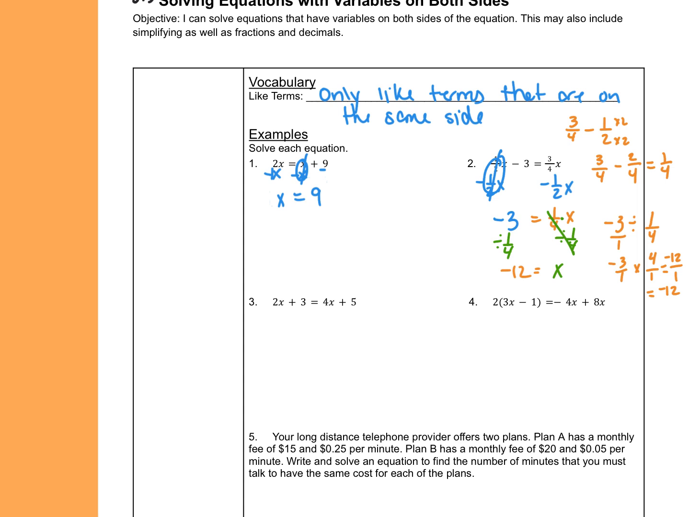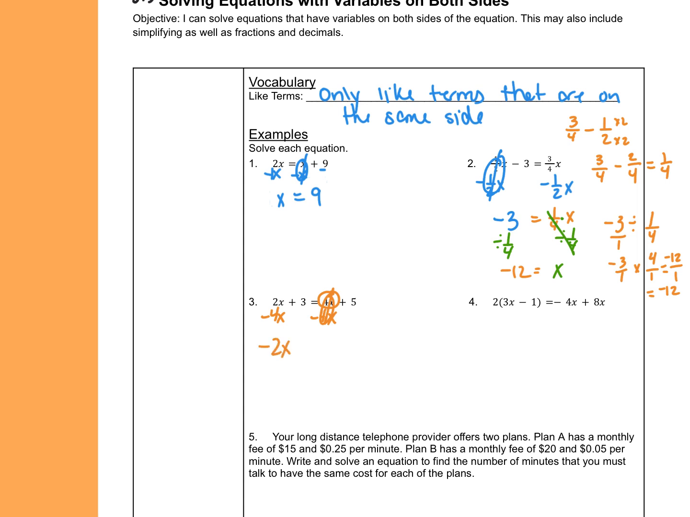So I'd like to put my variables on the left. To do that, I need to move this 4x over. Opposite of 4x is negative 4x. And what I do to one side, I have to do to the other side. Always underneath the like terms. 4x and negative 4x cancel because that makes 0. 2x minus 4x is negative 2x.